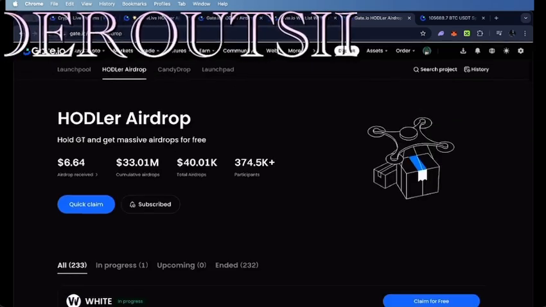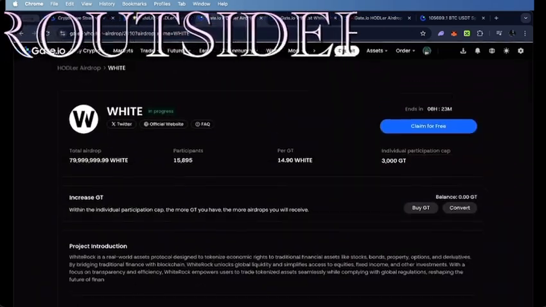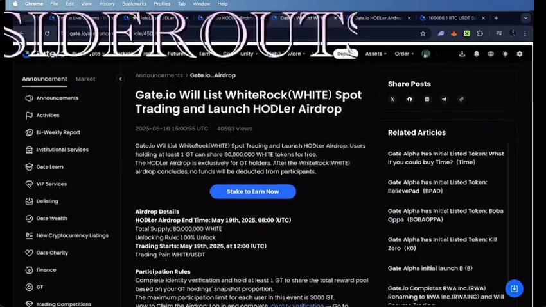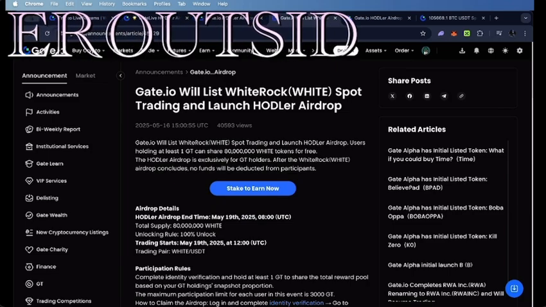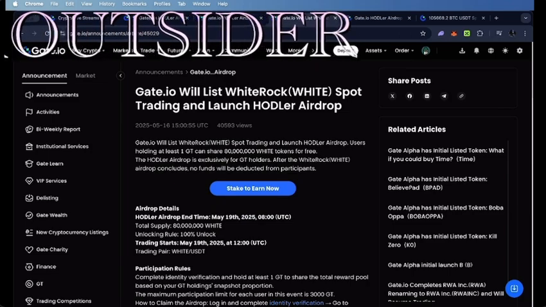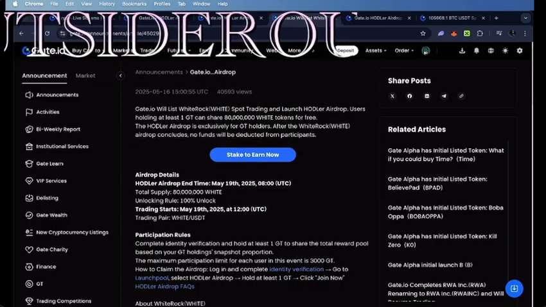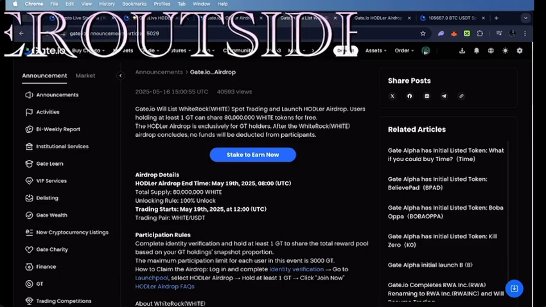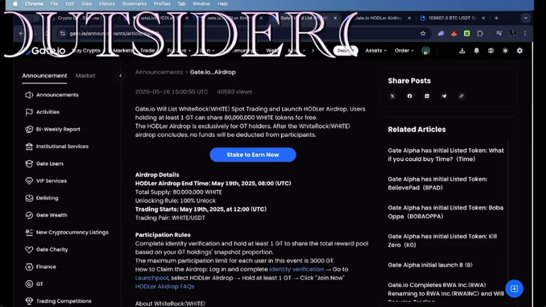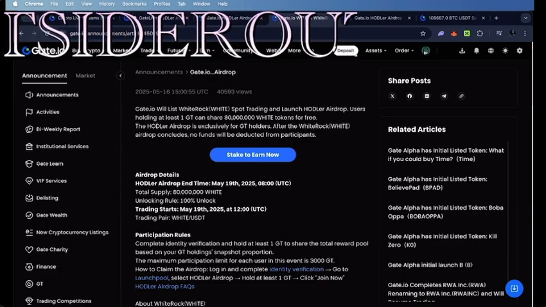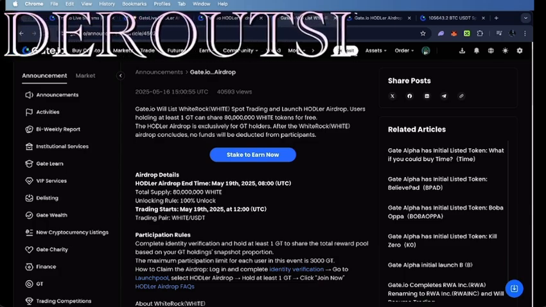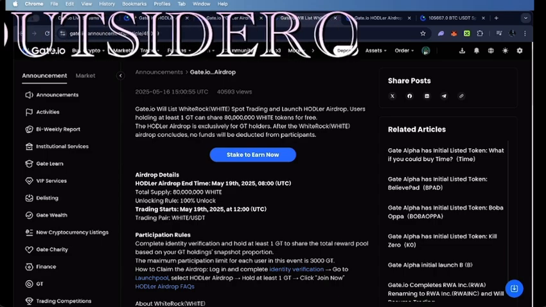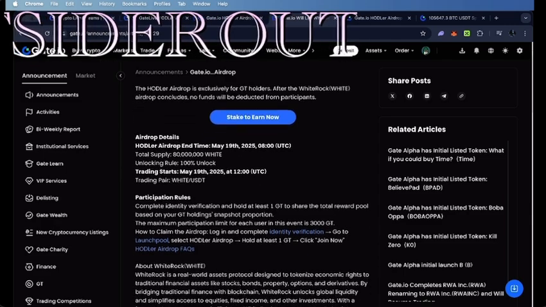So let's move to our project White. But before we continue, let's go through from here. Gate.io will list White for spot trading and launch HODLer Airdrop. Users holding at least 1 GT can share 80 million White tokens for free. The HODLer Airdrop is exclusively for GT holders. After the White airdrop concludes, no funds will be deducted from participants.